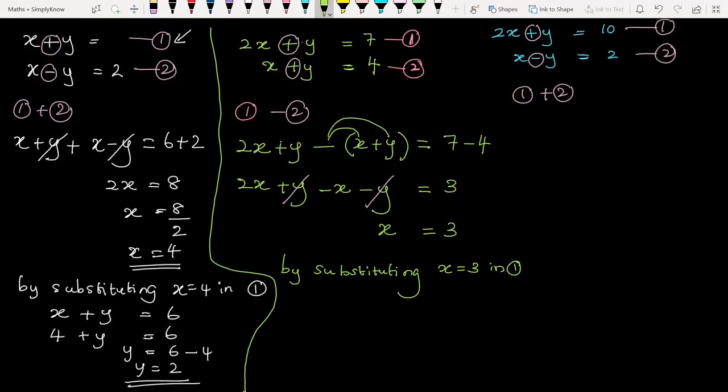So what is our equation 1? 2x plus y equals 7. So x is 3 now. 2 times 3 plus y equals 7. 2 times 3 is 6 plus y equals 7. So y is 7 minus 6, y equals 1. Our x is 3 and y is 1.